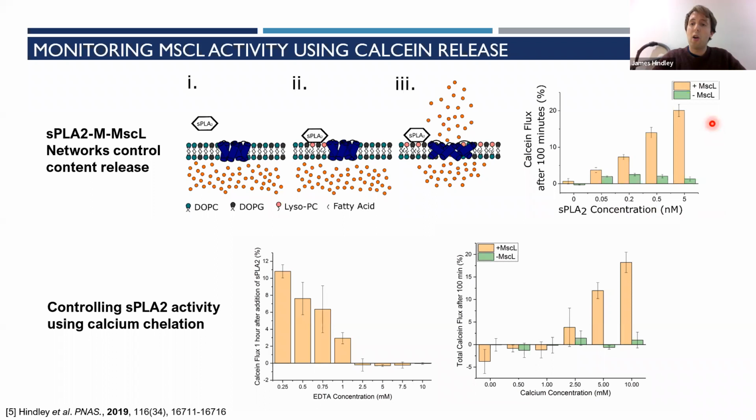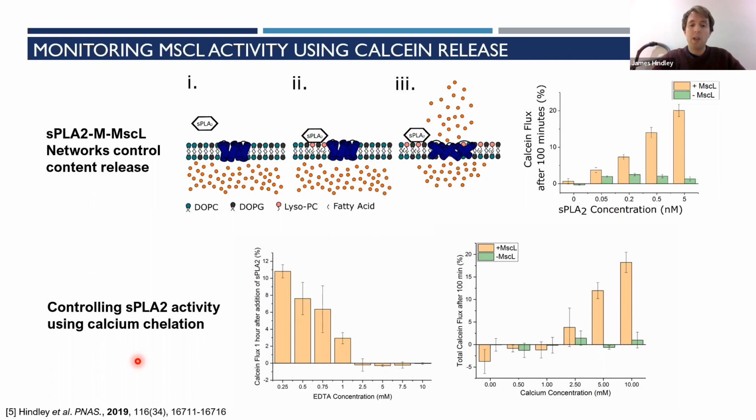And this dependence we only observe when we have MSCL present in the lipid membrane. And so this reassured us that we could use phospholipase to trigger flux through a protein channel, through MSCL.